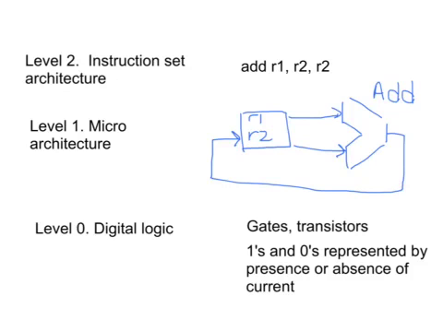So let's look in a little more detail at the bottom 3 levels, which is the focus of this class. Level 2, instruction set architecture. In this class, we're going to use MIPS throughout the class as the instruction set architecture we'll use for all of our examples. Here's an instruction. Take the contents of register 1 and the contents of register 2, add them together and put them in register 3.